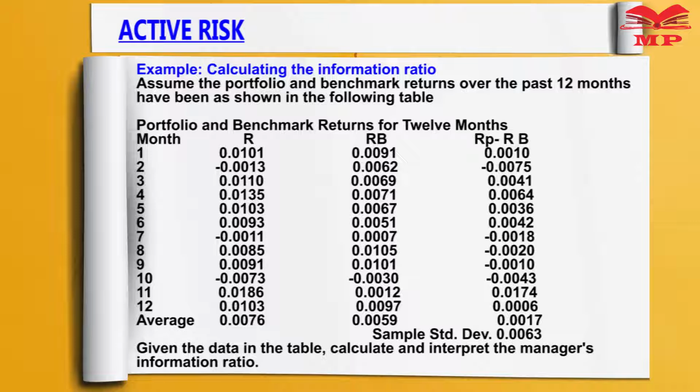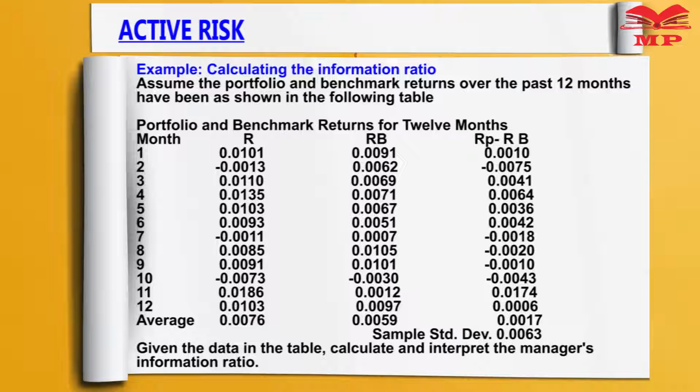So the example reads as follows. Assume the portfolio and the benchmark returns over the past 12 months have been shown in the following table. So you can see the table is provided for you right there. The months have been given up to 12 months. You've been given the return on the portfolio, and you've been given the return on the benchmark. Given the data in the table, calculate and interpret the manager's information ratio.